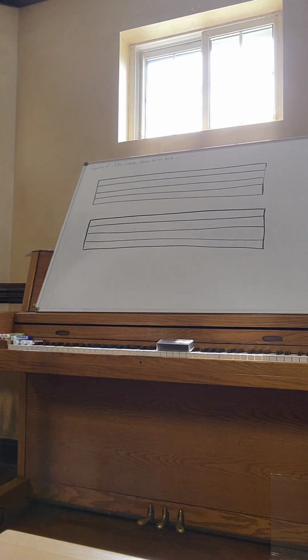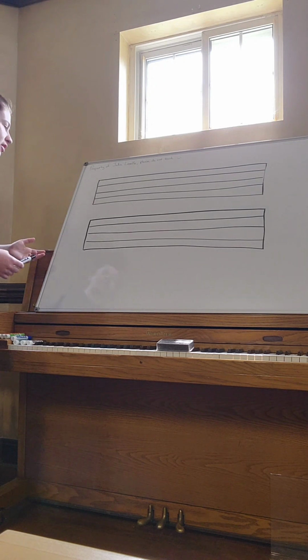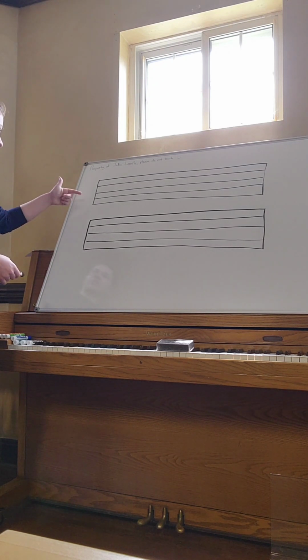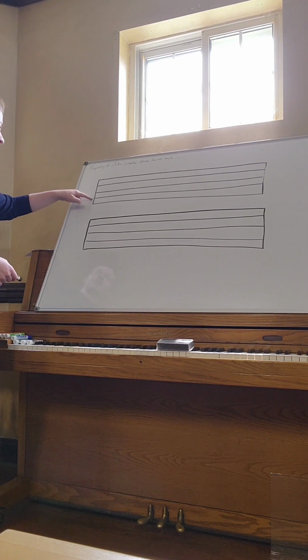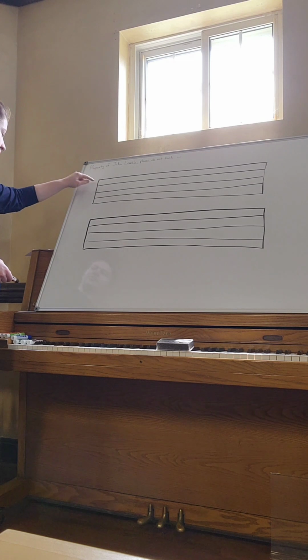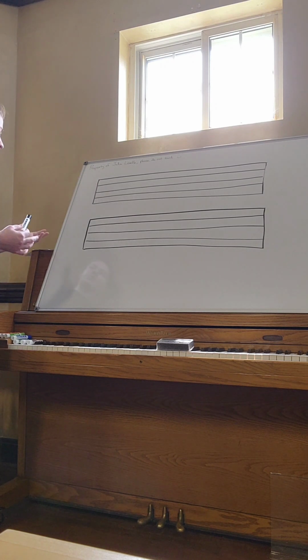Okay. So the staff is what we draw our notes on. Every staff has 5 lines and 4 spaces. And those 5 lines and 4 spaces represent the white keys on the piano.